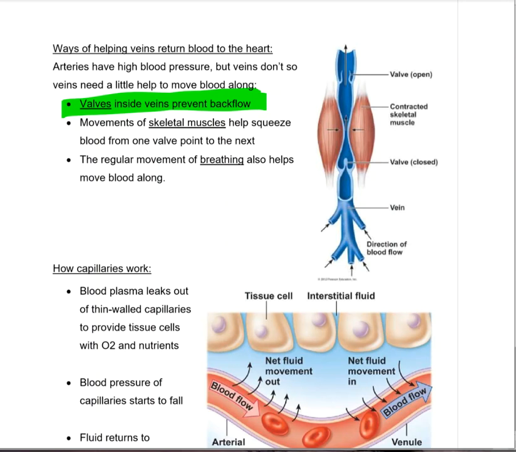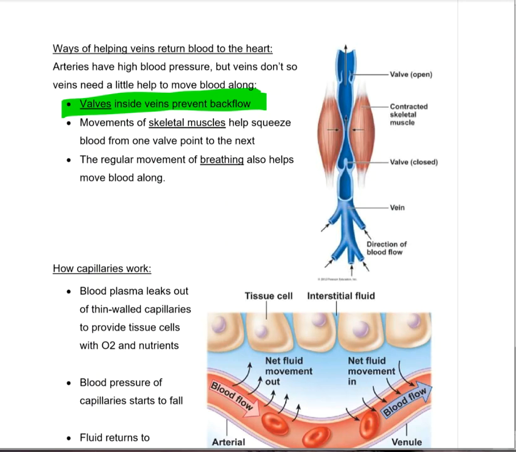Now, there are other things, though, that assist helping fluid move. And we need this because arteries have really high blood pressure. They're near the heart. They originate from the heart, right? They're going away from the heart, and they're pumping blood at a very high pressure. But veins are on the backside of our capillary system. Blood is moving very slowly there. So they need the valves to help prevent backflow.